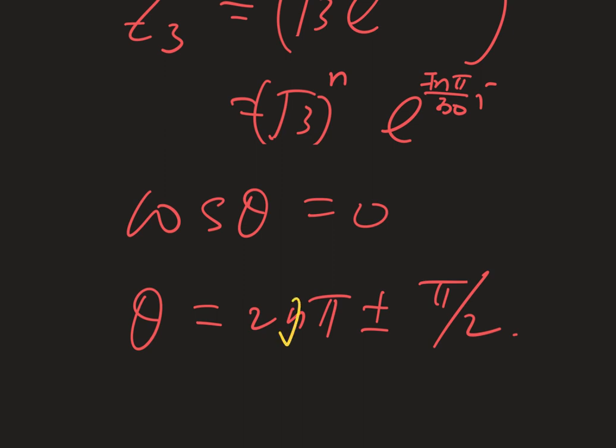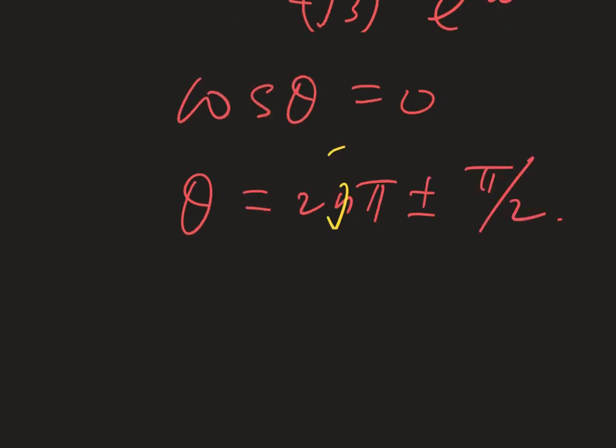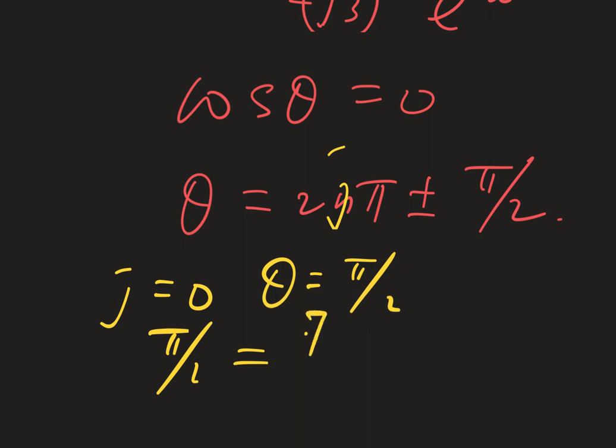Or 2j pi plus and minus pi over 2. In this case, the modulus is k when k is an integer. Find the smallest possible value of n for which this is purely imaginary. So the smallest possible value is probably when j becomes 0 and theta is pi over 2. So pi over 2 becomes 7n pi over 30. But n is an integer, right? So this cannot be an integer here. So you must have 2 pi here. So how to make it 7? Divided by 7.